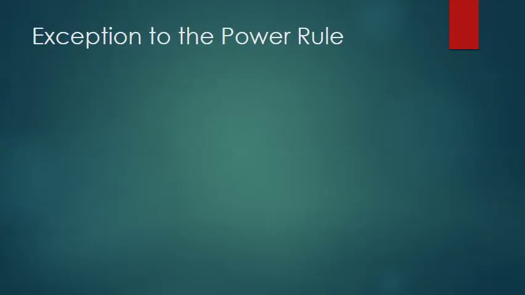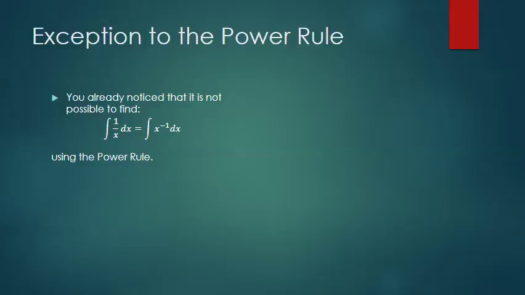Now let's talk about an exception to the power rule. You have already noticed that it is not possible to find the integral of 1 over x dx, which is the same as the integral of x to the negative 1 dx, using the power rule. But of course there is a solution for this integral.